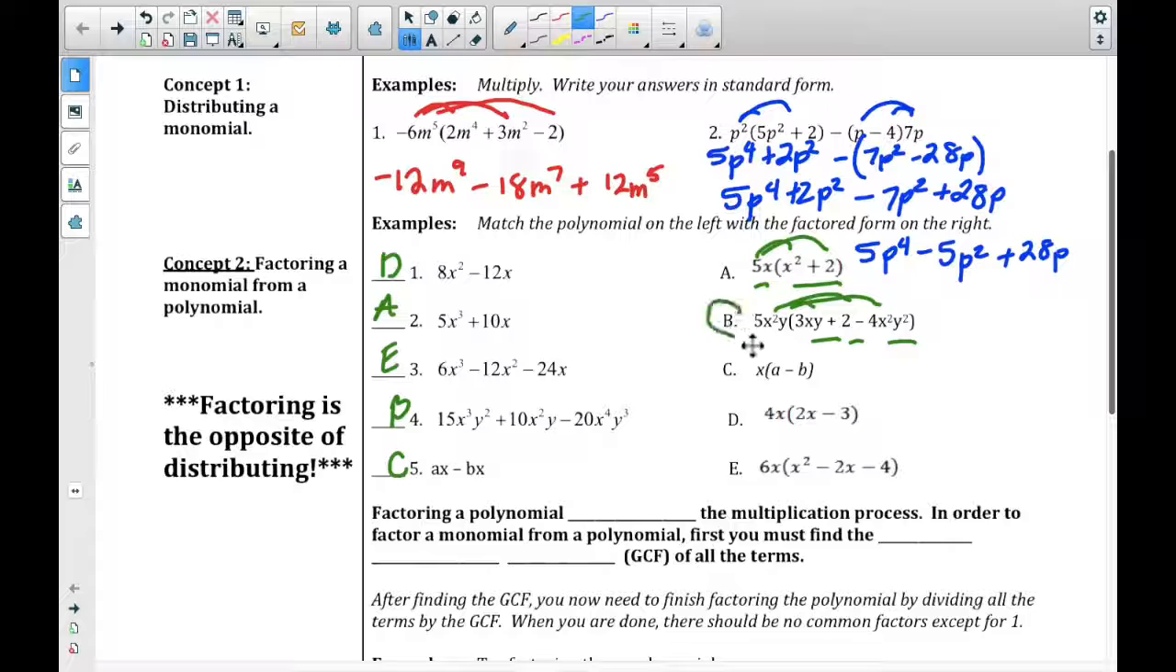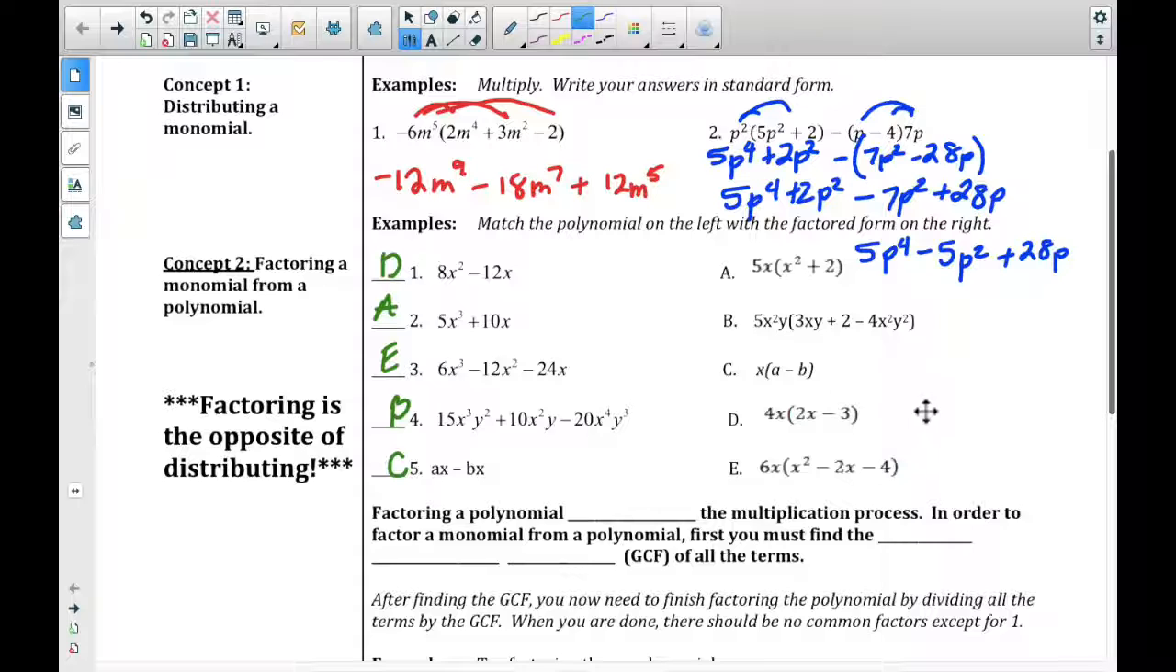So for instance, letter B and letter E are the only trinomials. So they have to match with 3 and 4 because those are the only trinomial answers. Another thing that you could be looking at is, do we have just x's or do we have x's and y's? And so that's something to consider.